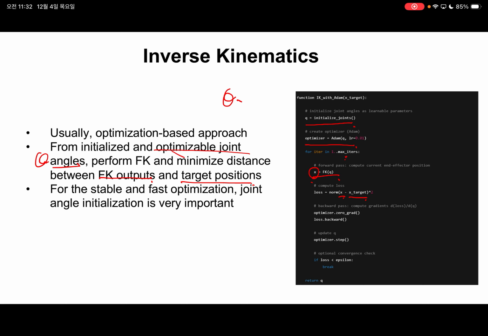We did this kind of stuff, right? In a neural network, we optimize the neural network weights by minimizing a loss function. Exactly the same. FK is just the forward path of the neural network. This is the typical way for inverse kinematics. That means we need some iteration, so it might be slow. In this kind of iterative optimization, it might be a little bit slow. And anyway, this is the typical inverse kinematics algorithm.